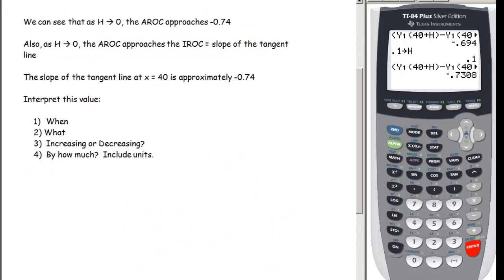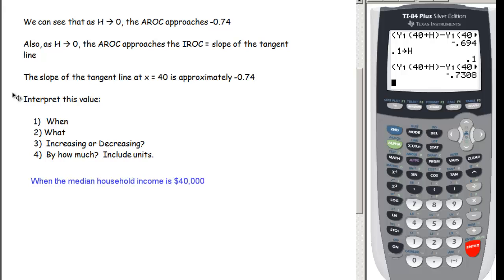So let's take that and interpret that number in a sentence. Once again, we're looking at our when. So this time, instead of having our when be between two values, we're looking at our when at a specific instant. So we're looking at x equals 40. So when the median household income is $40,000.